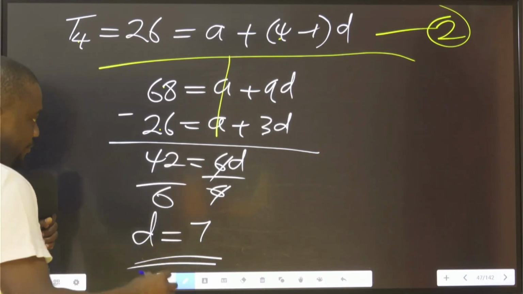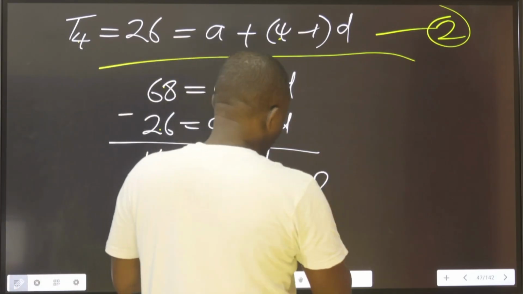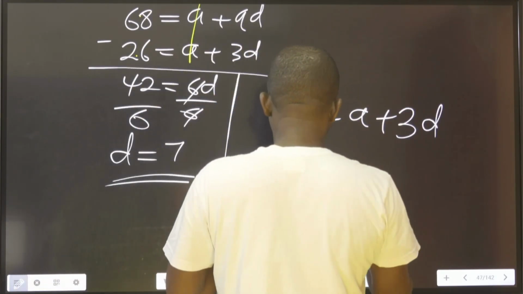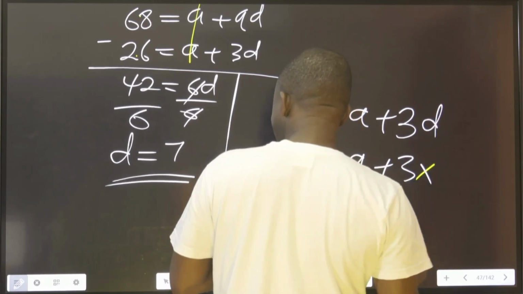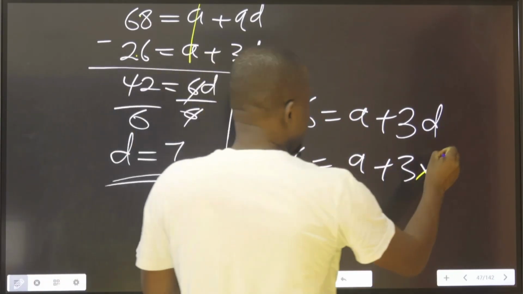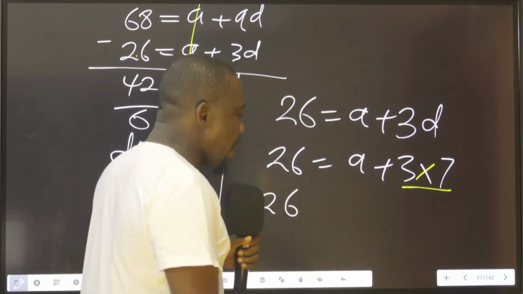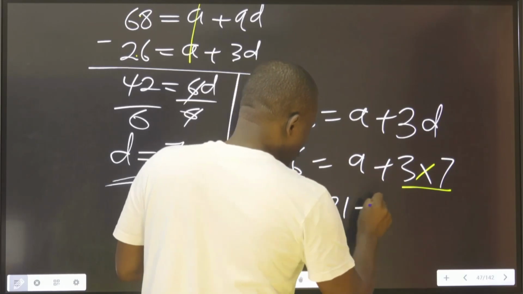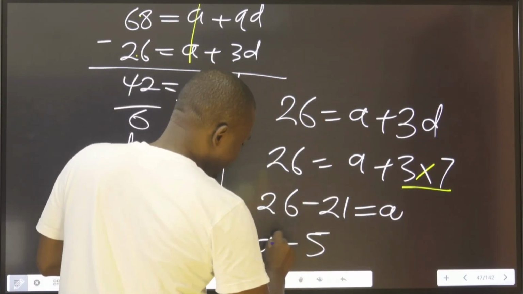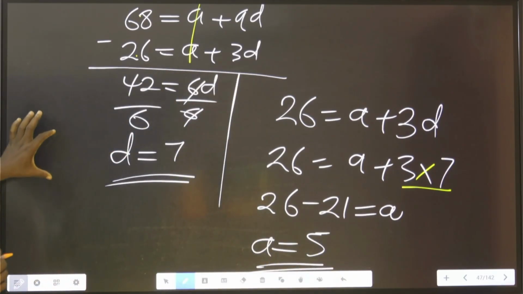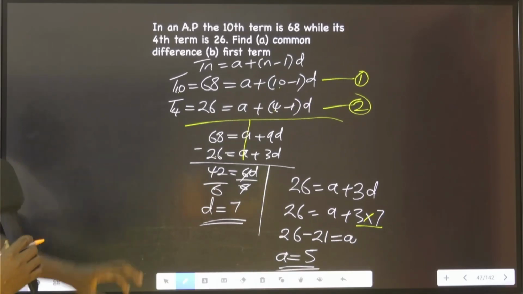So we have D now. How do we get A? We take one of the equations. I can take the second one: 26 equals A, which we are looking for, plus 3 multiplied by D. Our D now is 7. If you multiply, 3 times 7 is 21, and moving it to this side, 26 minus 21 gives 5. A therefore is equal to 5. So we have D as 7 and A as 5.